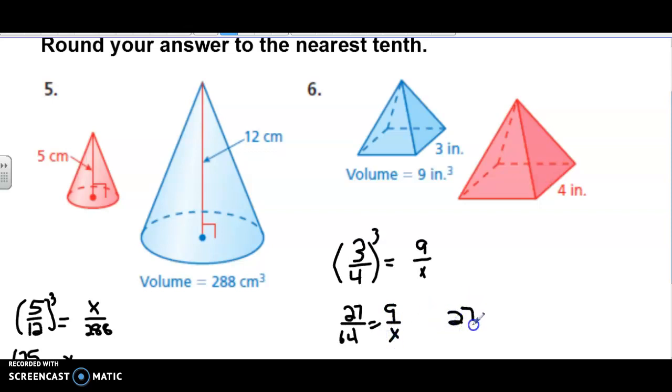So 27x equals 9 times 64, which is 576. So I cross multiplied there. And then I divide 576 divided by 27. And I get 21.3. So that's 21.3 inches cubed.